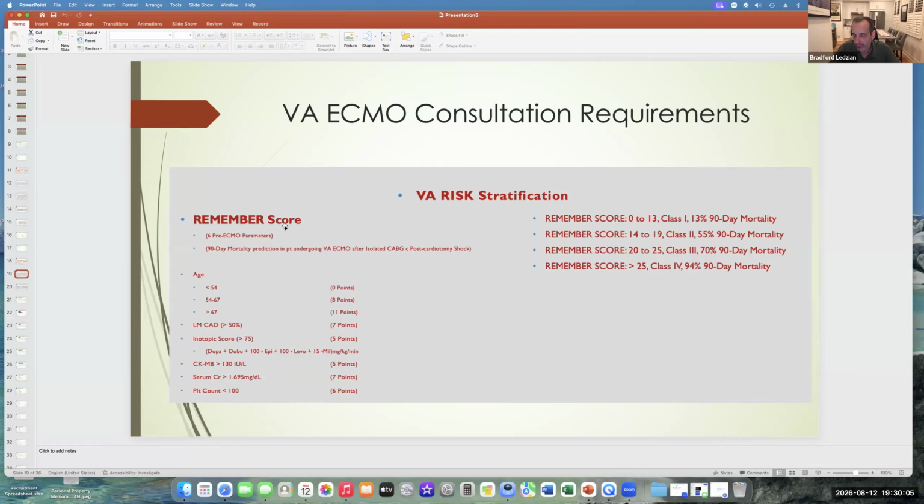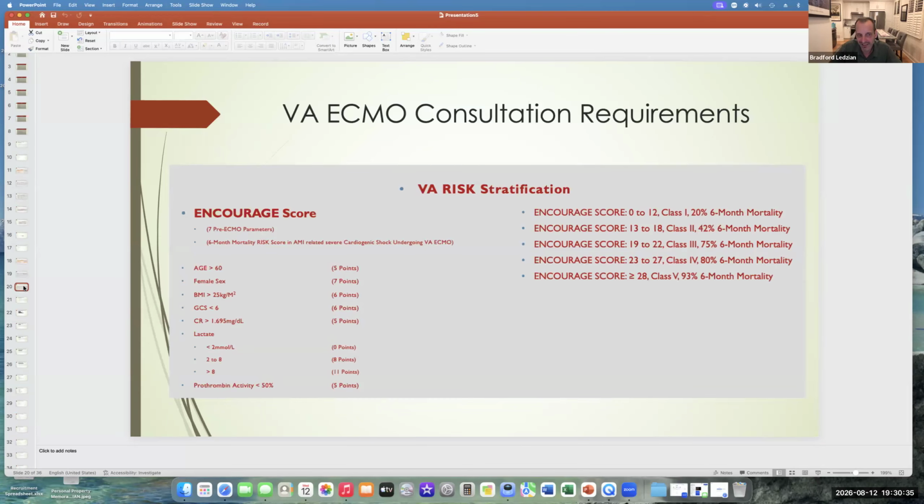Well, sometimes the opposite happens and they're not meeting those goals, and despite maximal medicinal support, they're still having a rising lactate and extraordinary inotrope needs, such that the complications associated with those levels of medications are almost worse than the benefit you're getting from them. If that happens after a CABG, you would want to look at your Remember score in conjunction with your SAVE score, right? Your Encourage score is somewhat similar.